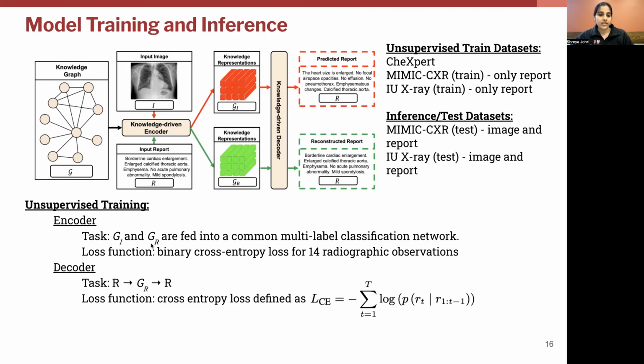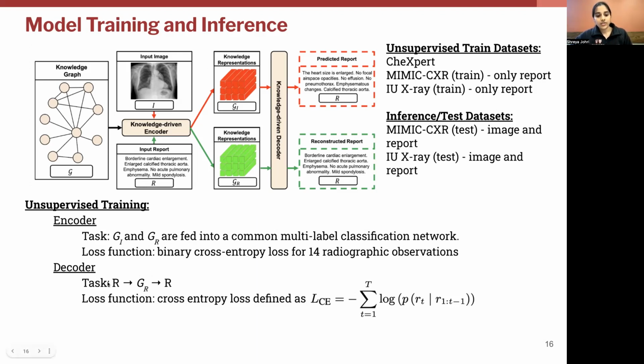For the encoder, the task is that you have these knowledge representations. They get fed into a common multi-level classification network. This is a common network because the F that was present in the encoder is common, and you want to make sure it has the same weights. So you want to make sure that G_I and G_R are fed into the same network. The loss function is a binary cross entropy loss, which is done for 14 of the radiographic observations, and these radiographic observations are also present in CheXpert. So that's how this is done.